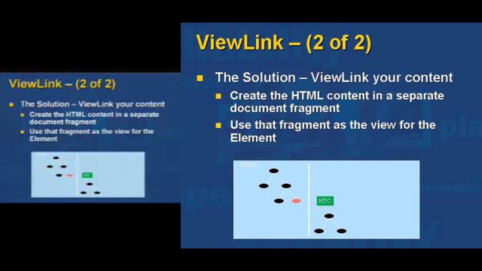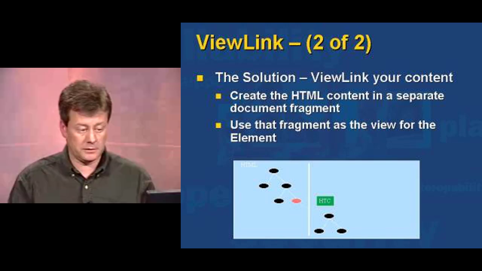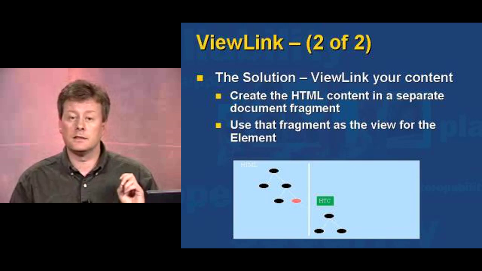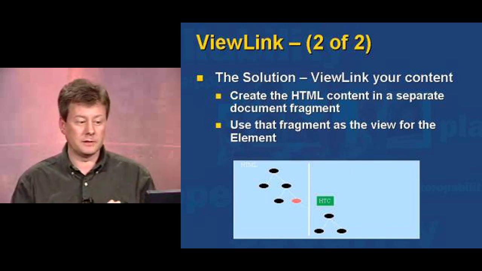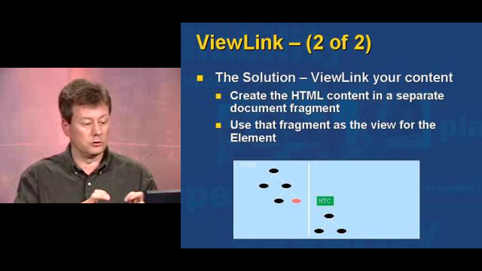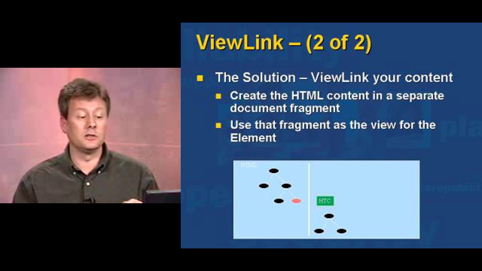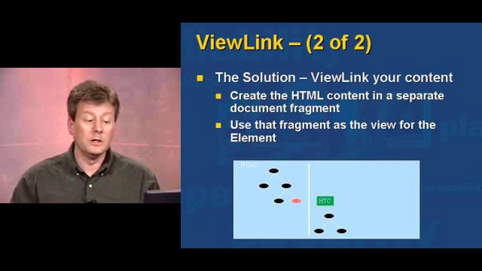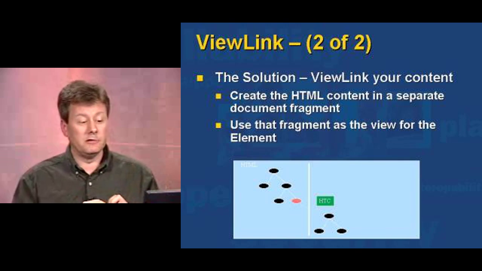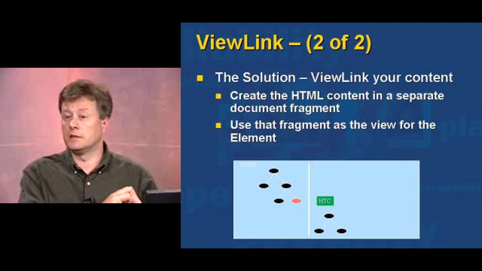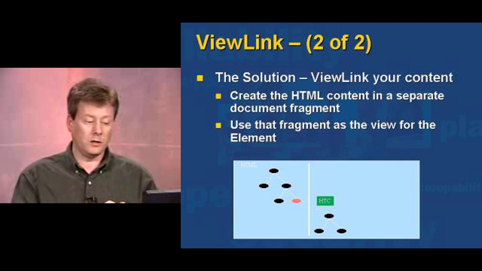And so to solve this problem, we've introduced view linking. And this is a concept that's only available to these element behaviors that I just discussed. The idea here is that there is a separate document fragment that the HTML component will control that would, in the case of the calendar example, have the table and the interactiveness of the date picking. And the main document simply refers to that other document fragment as being the view for the content of the element.